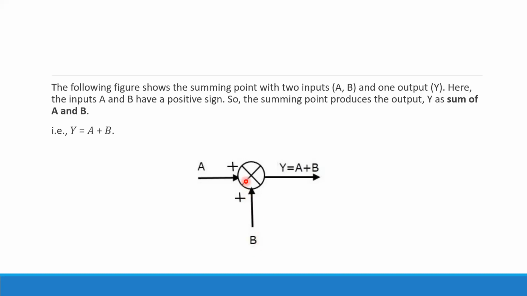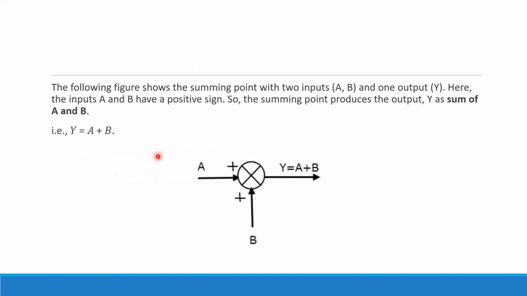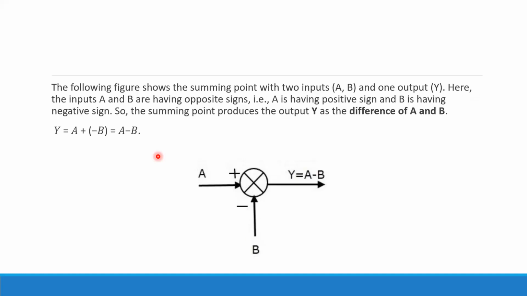So the summing point will sum up the values of A and B and will give the output with respect to the values of A and B. Okay, so this summing point is acting as a summation point. Then there is the subtraction point, or you can say when the summing point is acting as a subtraction.